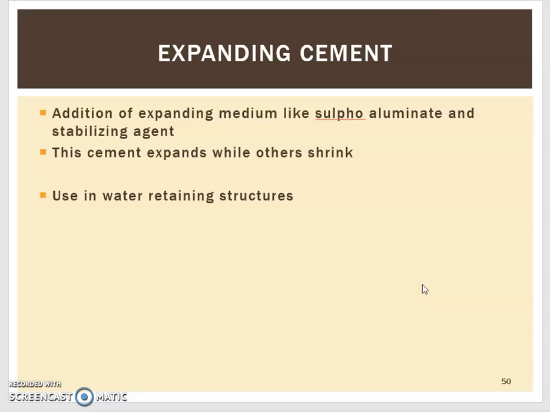Usually cements shrink on hardening or while setting, whereas this is the type of cement which will expand on hardening. That is why it is used when you need water tightness. You don't want shrinking. If there is shrinking of the member, then there will be gaps created. So you don't want that kind of cement. So when it is directly adjacent to any kind of water bearing member, then this type of cement can be used.